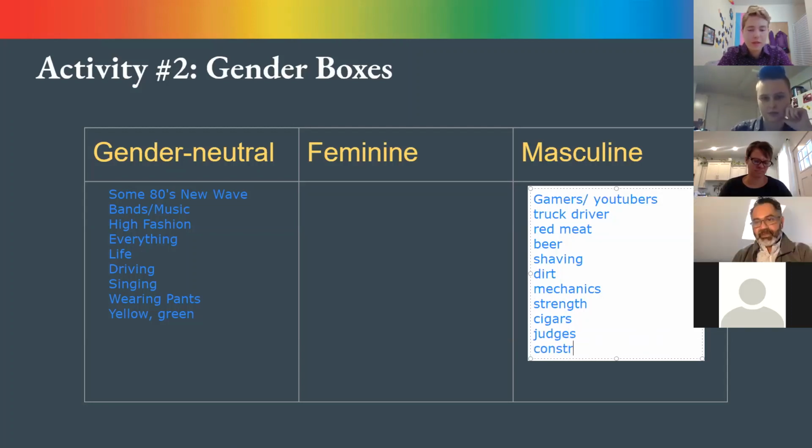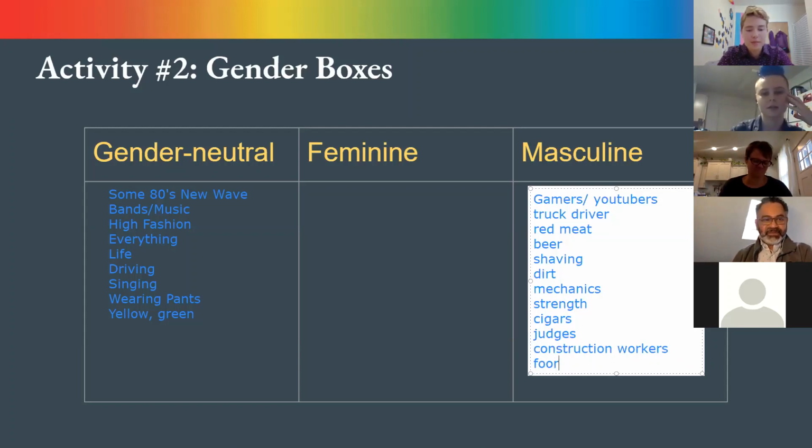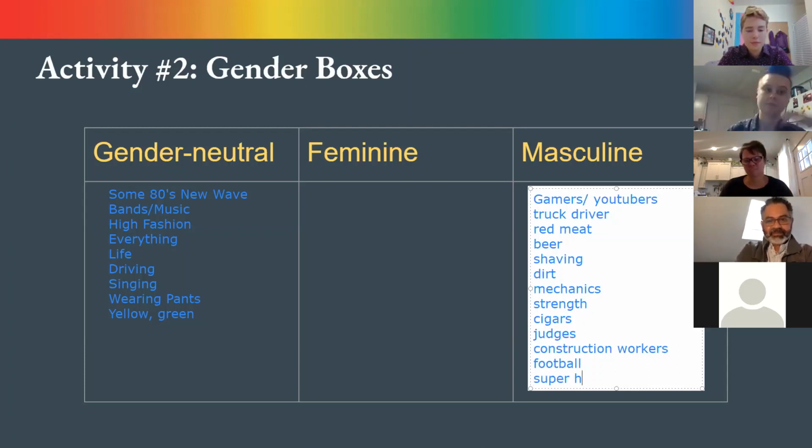It's interesting. Heels used to be considered masculine, but now they're considered feminine. Yeah, exactly. And a big part of this exercise, I did see a lot of people in chat saying it was hard or uncomfortable. And that's definitely the point, that we're going to disagree.